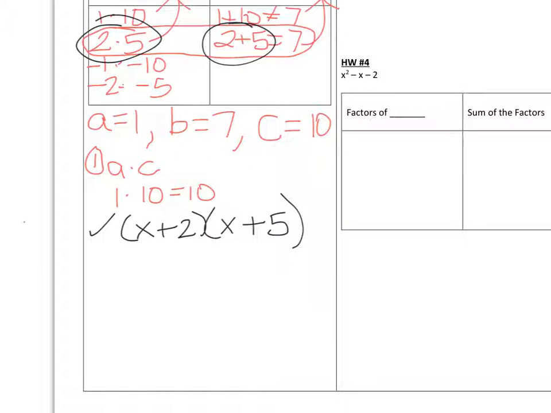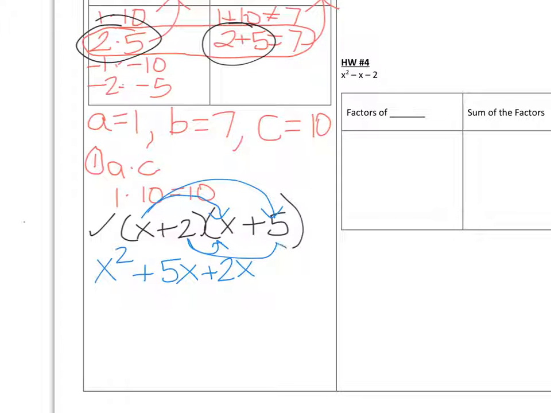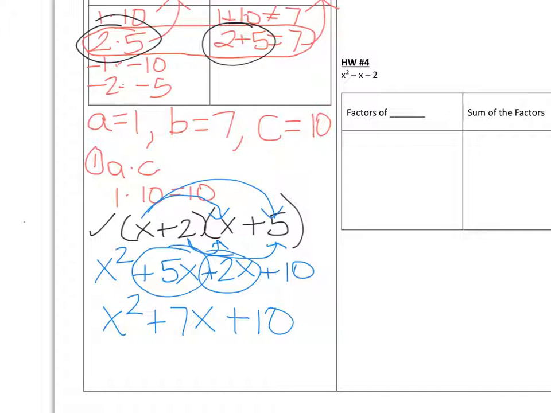So if I double distribute this, x times x is x squared, x times 5 is 5x, 2 times x is 2x, and 2 times 5 is 10. And then the terms in the middle are like terms, so those get added. So sure enough, I've got x squared plus 7x plus 10, which is what we started with. So again, the answer that you would type in MyMathLab would be x plus 2 and x plus 5.